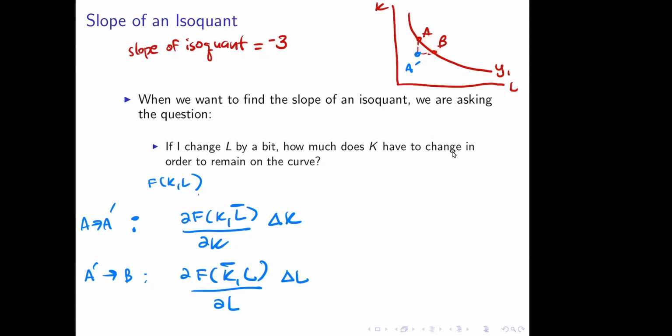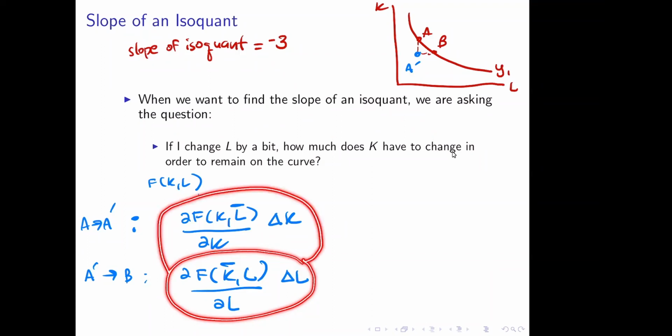And this total effect results in zero change in the total output. This is the change in output as a result of the reduction in K, and this is the change in output as a result of the increase in L. The total change combined has to be zero, because the change in output has to be zero, because it's on the same isoquant.